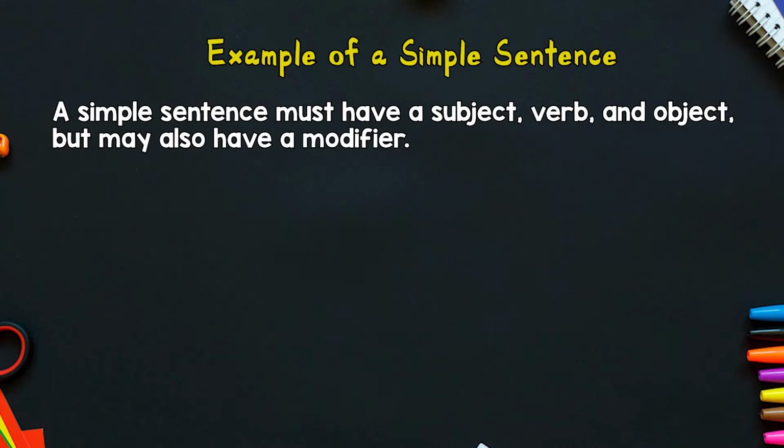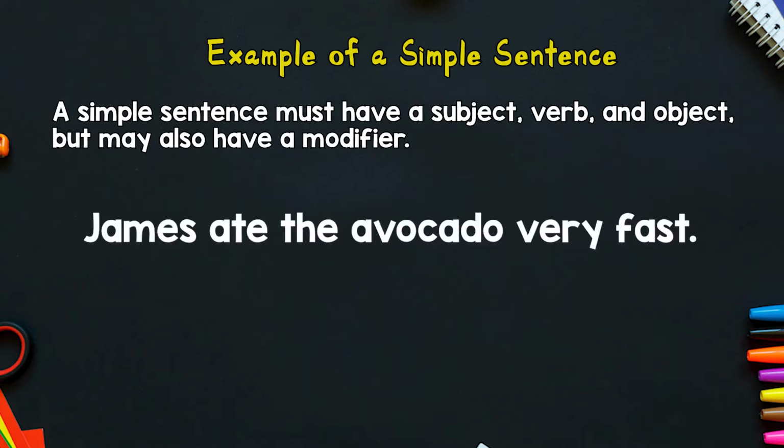Now, as I said, the simple sentence must have a subject, it must have a verb, and in some of them there must be an object. But in simple sentences also, they may contain what we call a modifier. Now let's look at this sentence. James ate the avocado very fast. I'll read that again. James ate the avocado very fast.